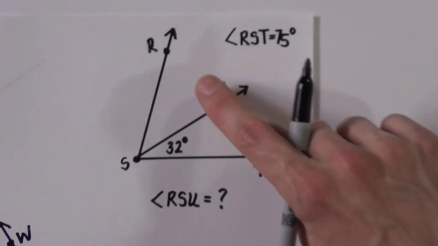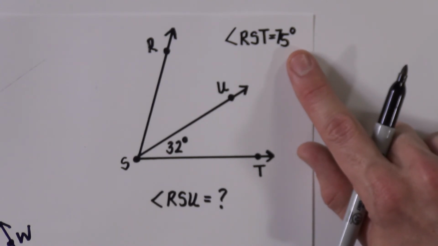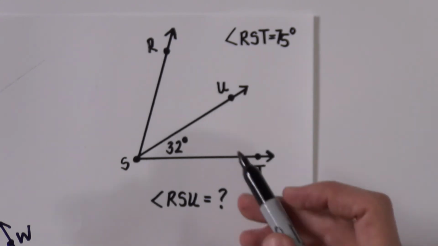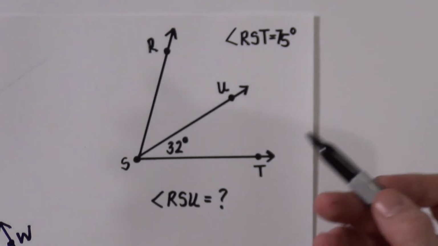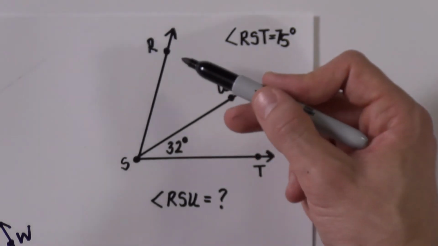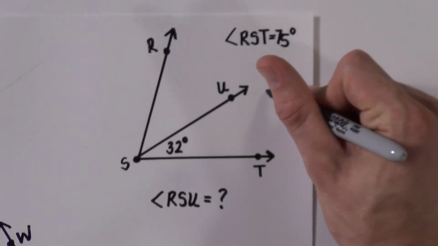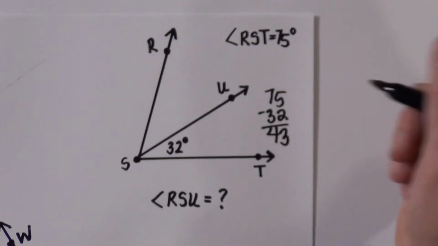So the other example that I want to show is when students are given angle RST, for example, and they're told it has a measure of 75 degrees. Angle RSU, what is its measure? They're shown angle UST has a measure of 32 degrees. And they would need to be able to simply subtract to determine that angle RSU has a measure of 75 subtract 32, 43 degrees.